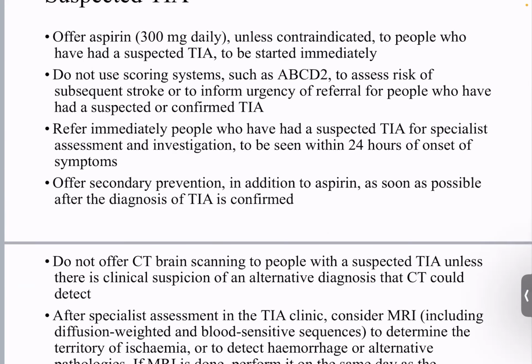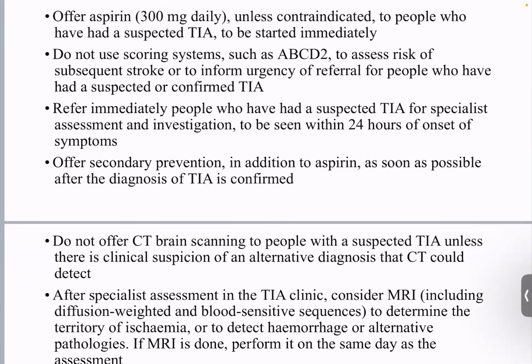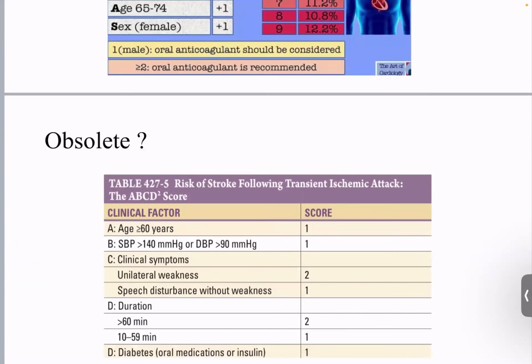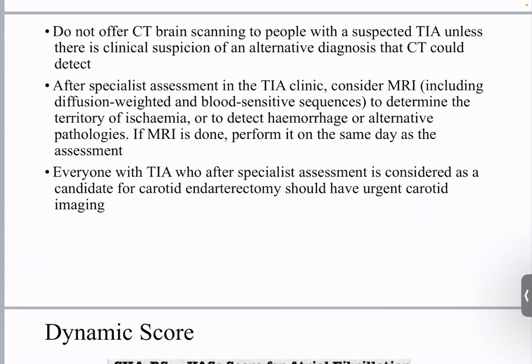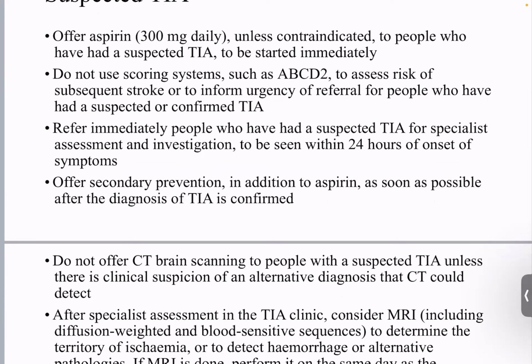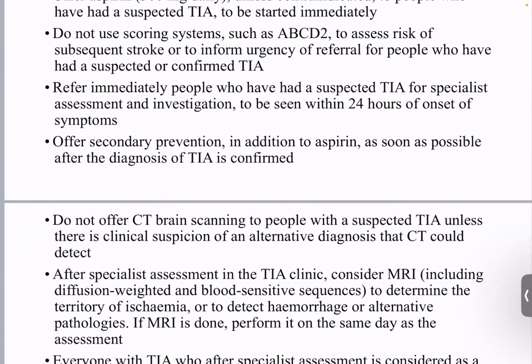Again, another point to note is this. So we have scoring systems like ABCD2 to assess the risk of subsequent strokes in patients with TIA. Again, they are against using these scoring systems, so that all patients with suspected TIA or confirmed TIA get urgent neurologist consultation and the needful can be done, especially within 24 hours of symptom onset.